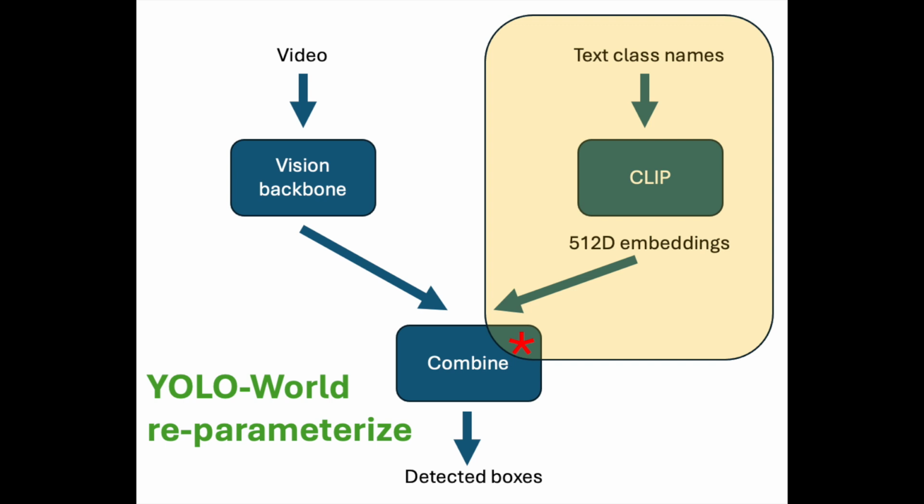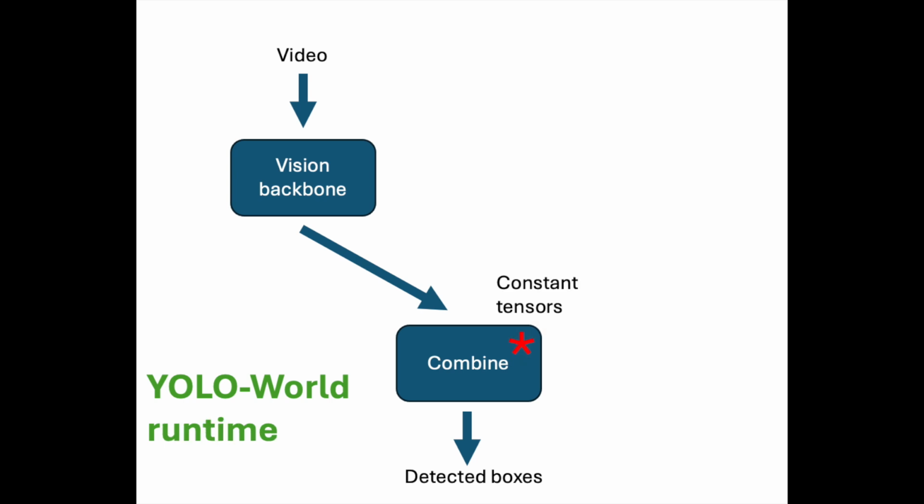So with CLIP, you can define pretty much any class name you want, and then you use those embeddings to reparameterize YOLO World so that the classes will become embedded into the model. And at runtime, you can just remove the whole CLIP processing to make YOLO World faster. There is just a small problem with that when you want to quantize a reparameterized YOLO World, which is that the quantization is going to take some time each time you change the class names.